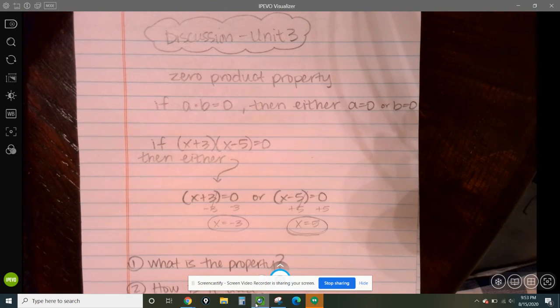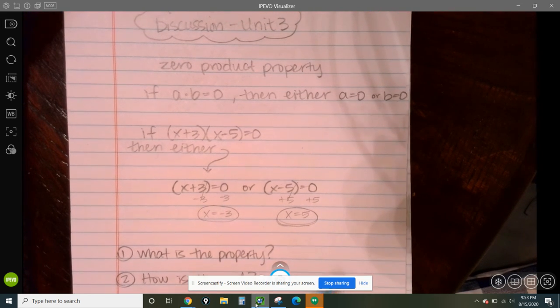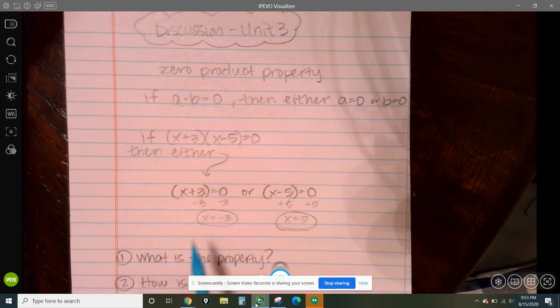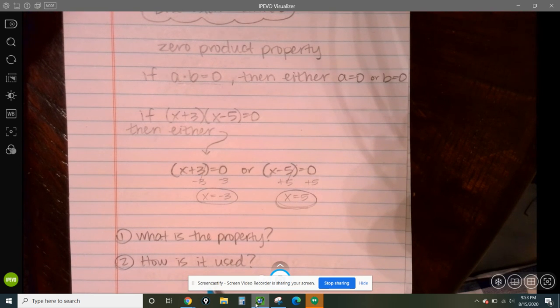So on this discussion, they ask you, what is the zero product property? Tell me about it. So you want to write out as many details as you can here. We just talked about a few things. You can write the actual formula. You can give an example. Talk about what is that property? What does it mean? And number 2 is how is it used?